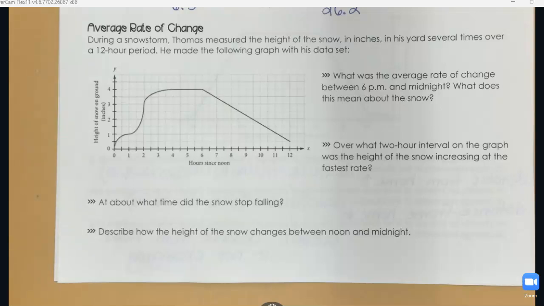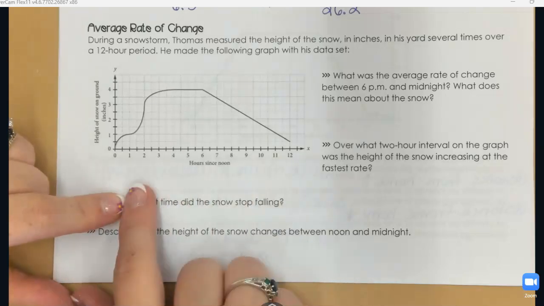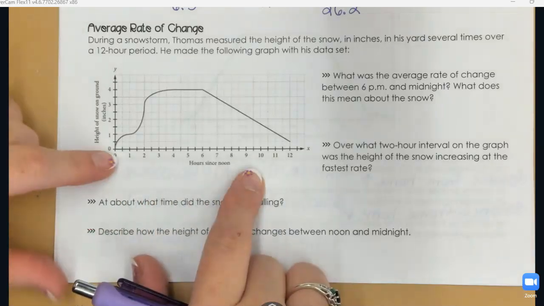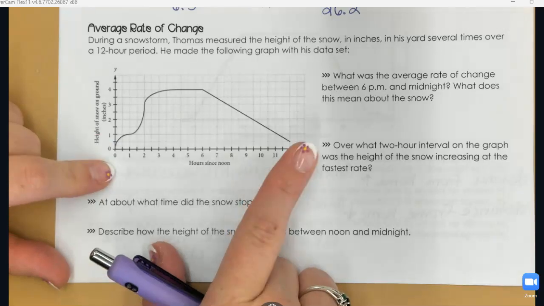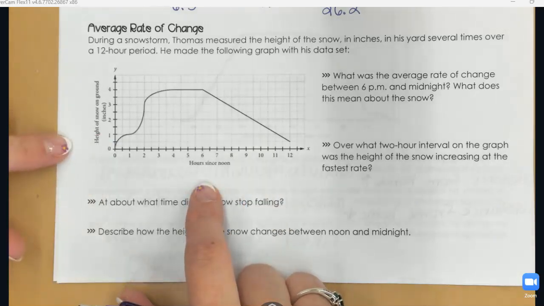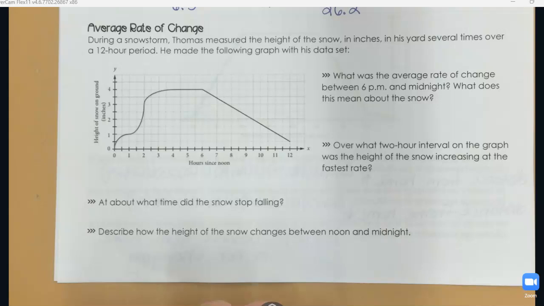So now we're looking at a snowstorm going on, and Thomas measured the height of the snow in inches several times in a 12-hour period. If we look at our axes, this X is hours since noon, so 0 to 12, that tells me this is from noon to midnight, and then our Y is the height of the snow in inches.